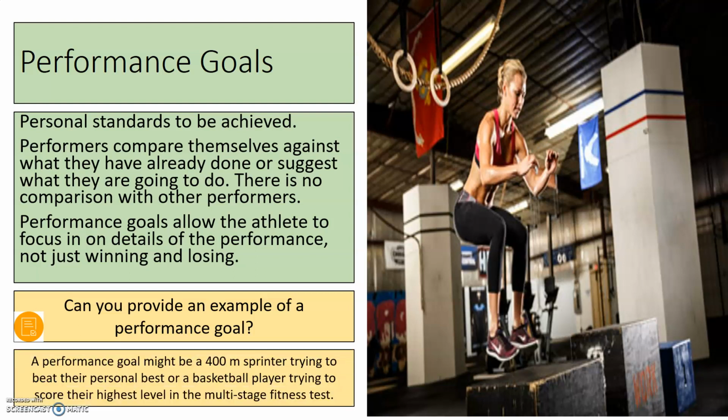Okay, so one example you could have given in regards to performance goals could have been something along the lines of a 400-meter sprinter trying to beat their personal best. Okay, that's a performance goal. We might also have a basketball player who's trying to score the highest level possible in the multi-stage fitness test. Okay, so these are referred to as performance goals. You could have even talked about a specific tennis player looking at a forehand or a backhand and how many times they're able to hit winners in one particular set. That would be a performance goal.